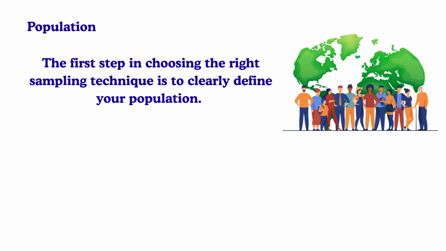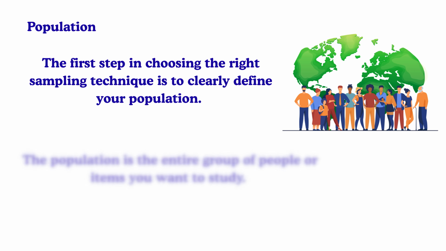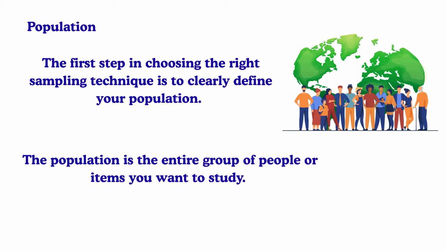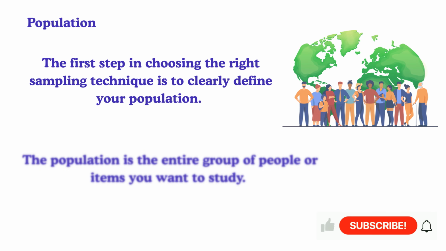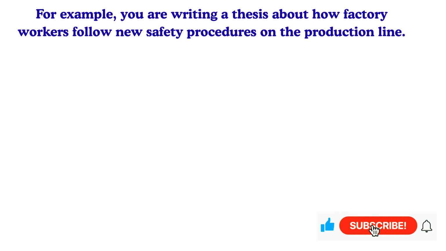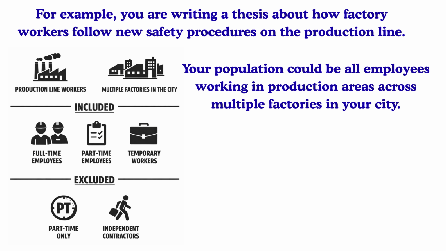Population. The first step in choosing the right sampling technique is to clearly define your population. The population is the entire group of people or items you want to study. For example, you are writing a thesis about how factory workers follow new safety procedures on the production line. Your population could be all employees working in production areas across multiple factories in your city.